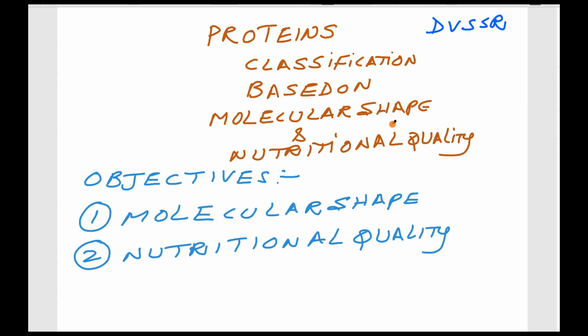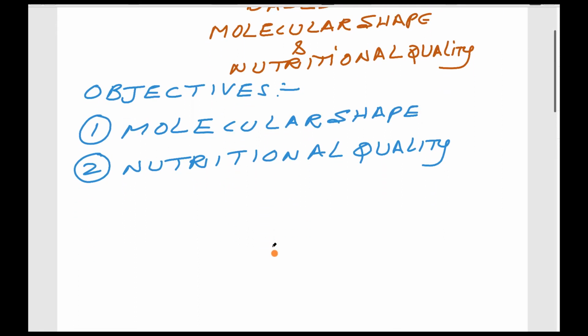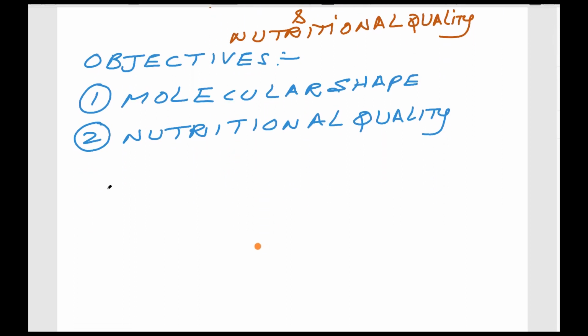In the session on the classification of proteins, I'll be taking up two aspects. One is classification based on molecular shape and nutritional quality. Objectives of the session are, at the end of the session, the learner shall be able to classify taking the basis of molecular shape and also taking the basis of nutritional quality.